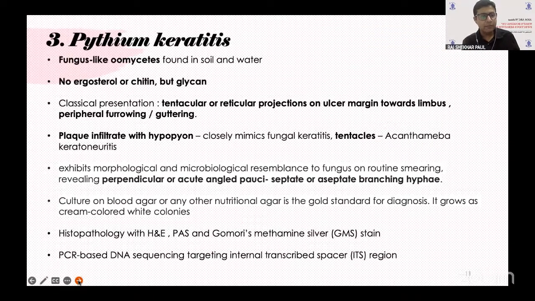Coming to pythium, they are fungal-like oomycetes not containing ergosterol or chitin. Classically, they present with tentacular or reticular projections on ulcer margins going towards the limbus. They can give a peripheral furrowing and guttering. Plaque infiltrates with hypopyon mimic fungal keratitis, and tentacles mimic acanthamoeba keratoneuritis.